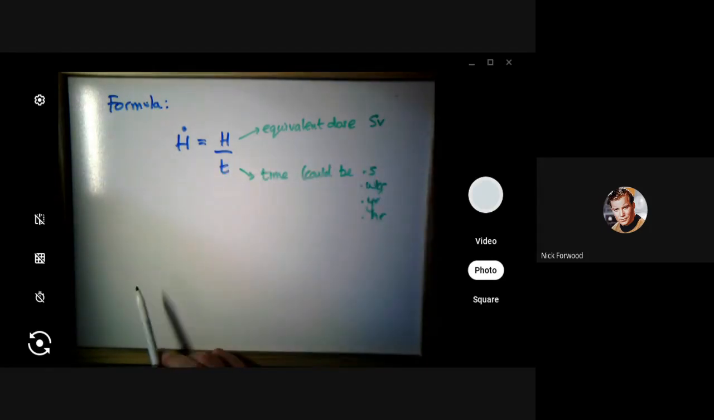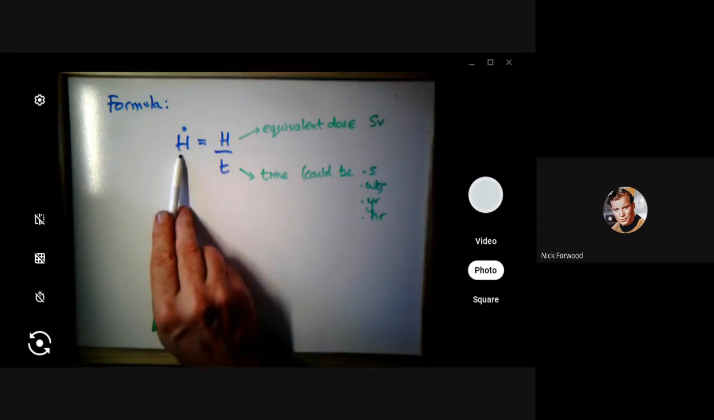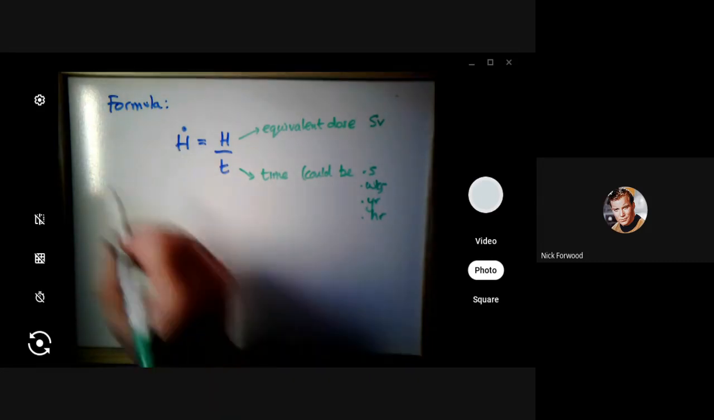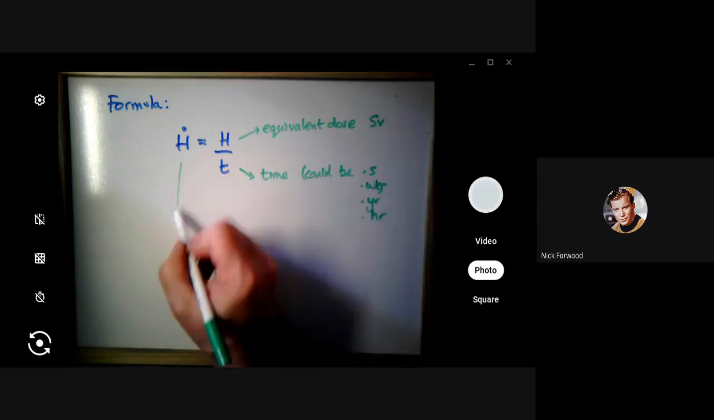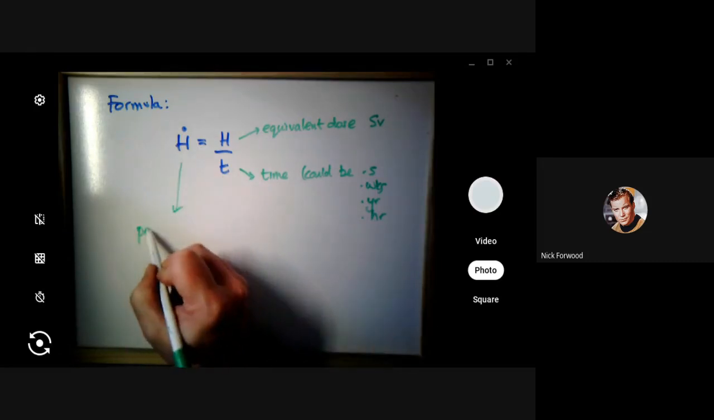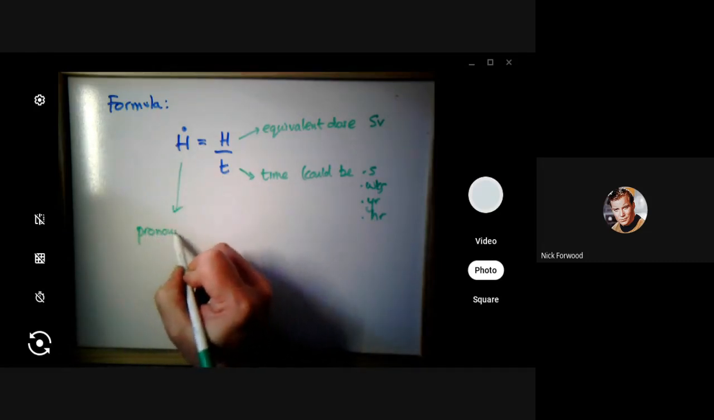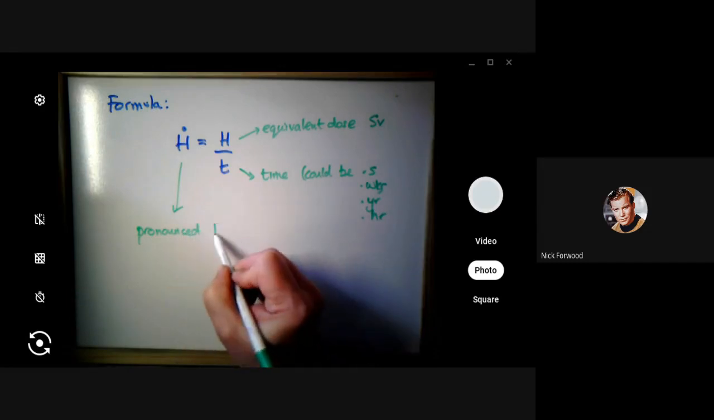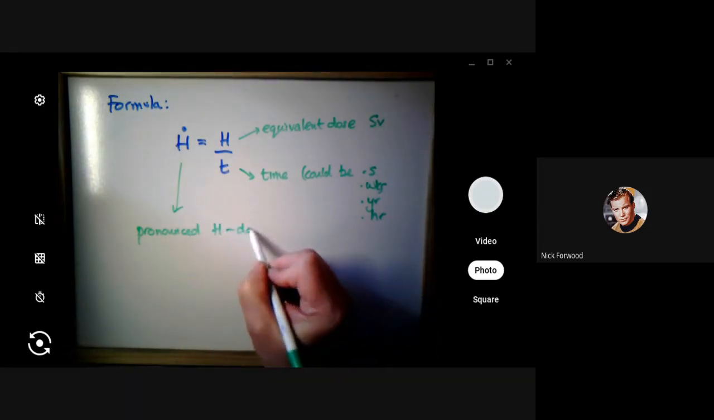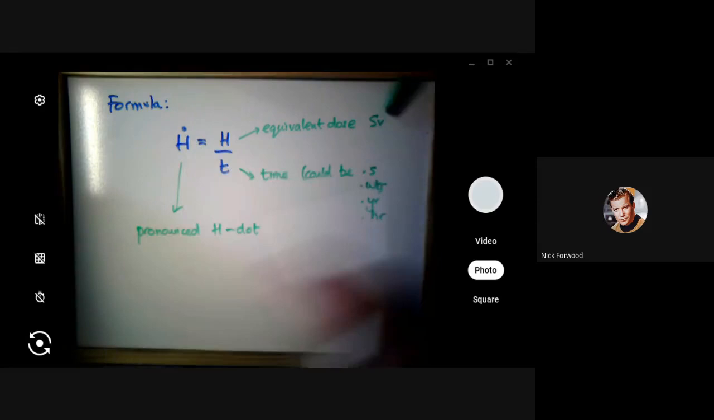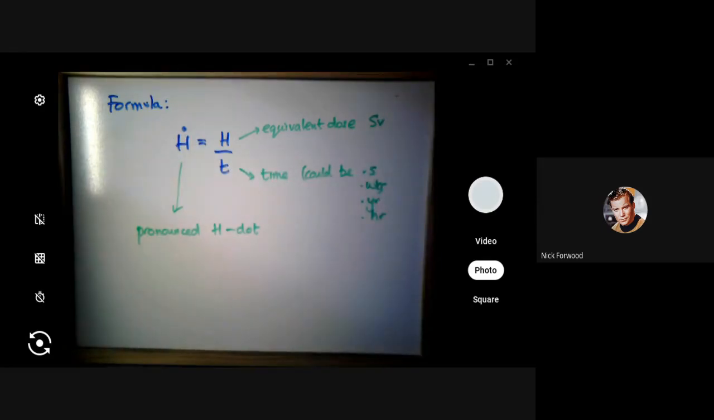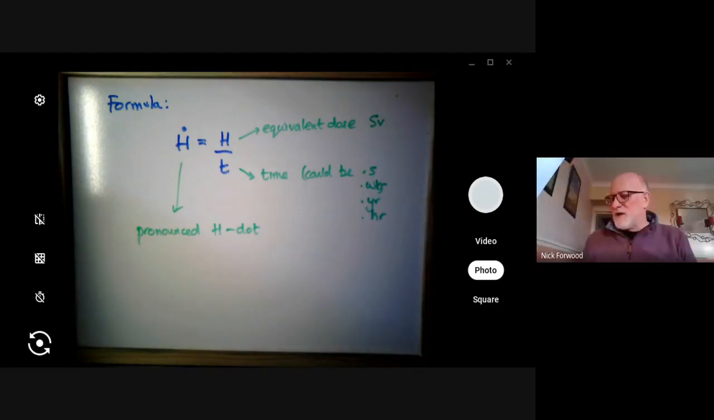Now we've got this strange thing over here. This is pronounced H dot. So I'm going to write that down here. Because that's what it's got above it. Pronounced H dot. And what does H dot stand for? It stands for the equivalent dose rate.